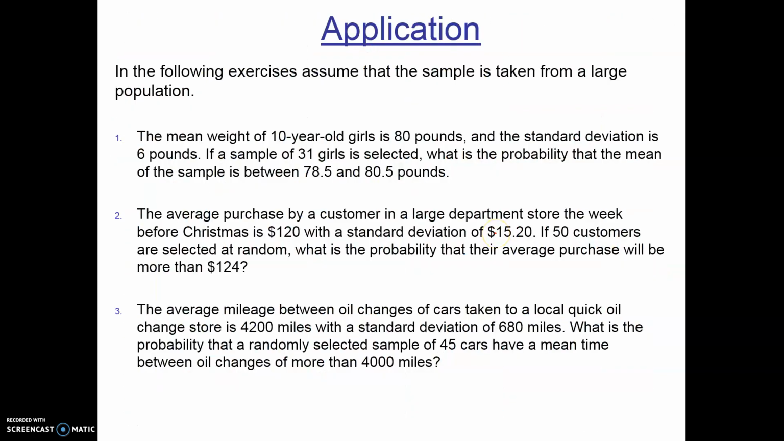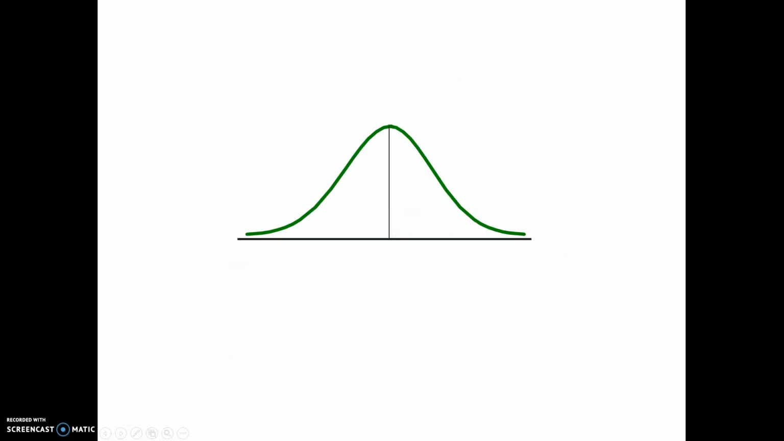Okay, moving on, let's practice this in an application. It says, in the following exercises, assume that the sample is taken from a large population. First one, the mean weight of 10-year-old girls is 80 pounds and the standard deviation is 6 pounds. If a sample of 31 girls is selected, what is the probability that the mean of the sample is between 78.5 and 80.5? To do this, let's go ahead and illustrate in our diagram.